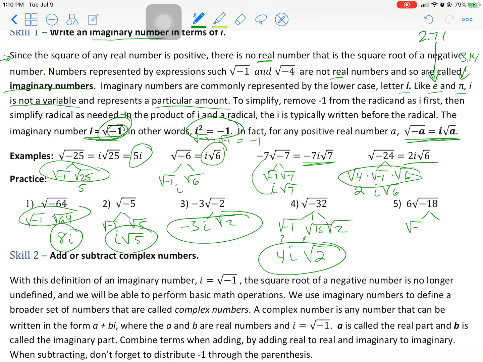Let's see. Square root of -1, square root of 9, square root of 2. So that's a 3. That's an i. Square root of 2. And there's a 6 out here. So 18i, right? 6 times 3 times i, square root of 2. That goes there. Okay, so that's an imaginary number, it has an i.